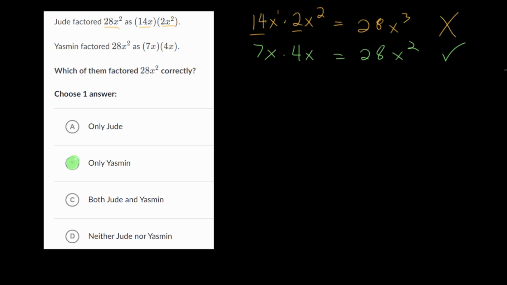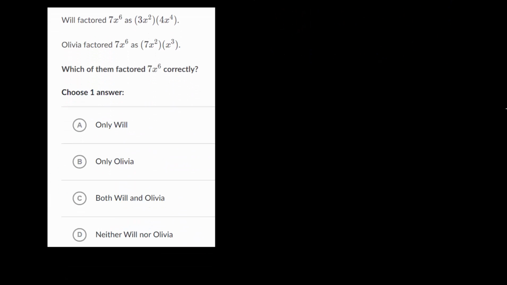Let's do one more of these, since these can be a little bit trickier than the problems we looked at in the intro video. So we have Will and Olivia here. Now Will factored 7x to the 6th as 3x squared times 4x to the 4th. So let's check Will's work. So we take the factored form, 3x squared, and we're going to multiply that by 4x to the 4th.